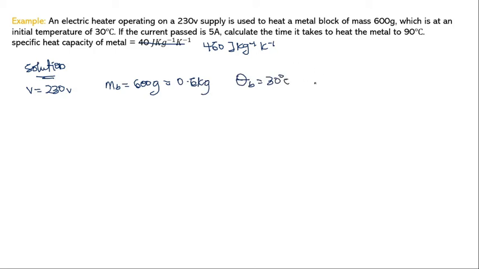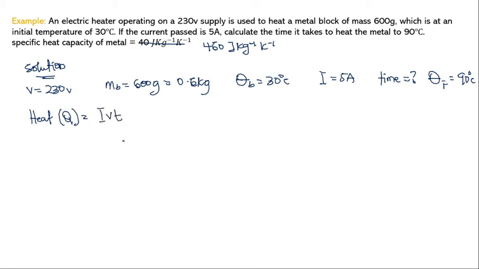So we have a current of 5 amperes passing through it. We have to calculate the time taken to heat the metal ball to a final temperature of 90 degrees Celsius. Alright, so let's look at how we solve this question. Now the heat, our Q, can be given as the product of the current, voltage, and then time.